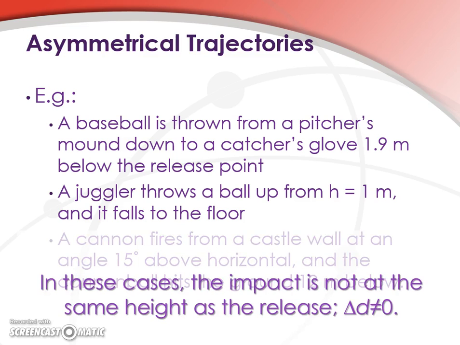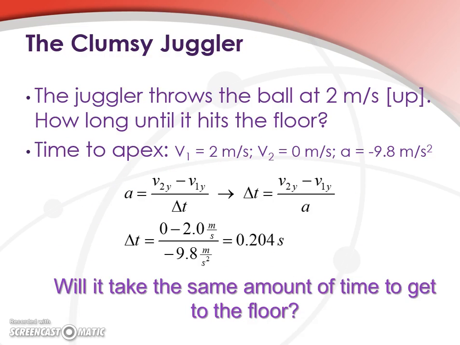So the impact isn't at the same height as the release, and so delta D is not equal to 0. So we can, if we want to, still do our calculation. The juggler throws the ball up at 2 meters per second. We want to find out how long until it hits the floor.